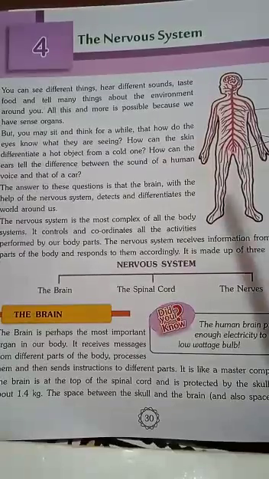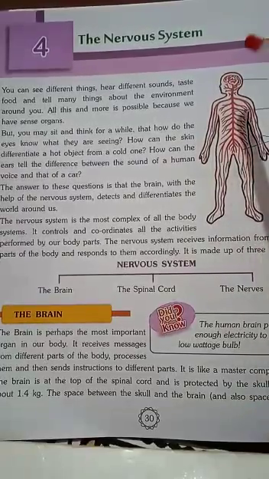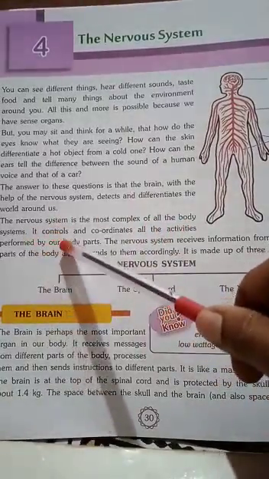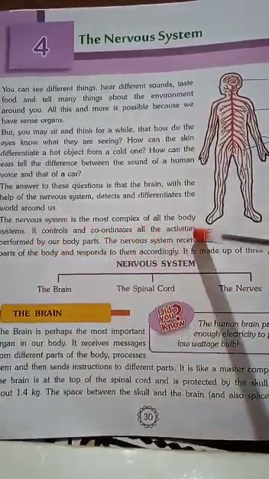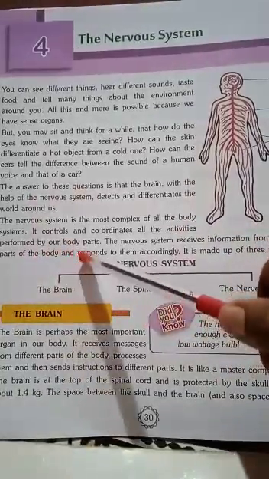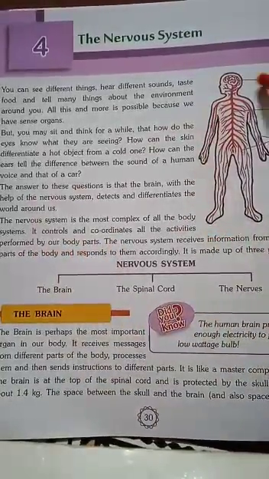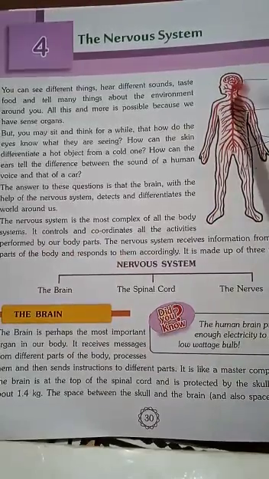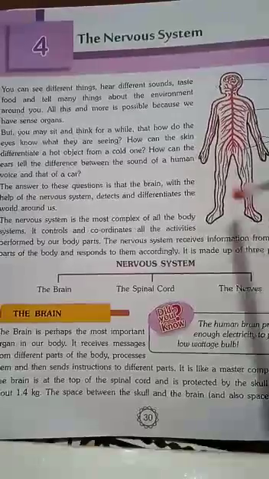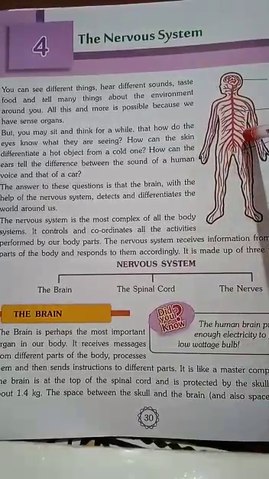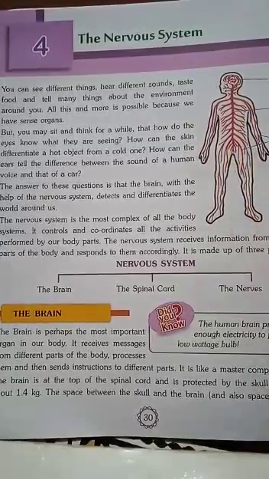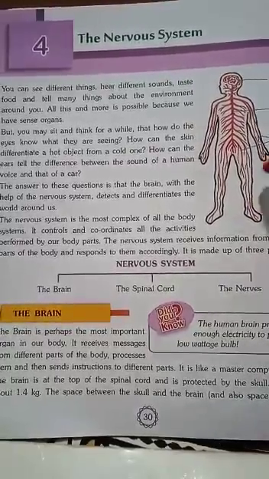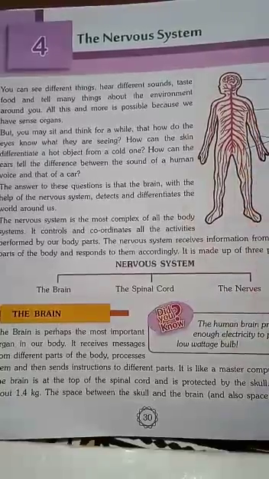Okay, students, the nervous system is the most complex of all the body systems. It controls and coordinates all the activities performed by our body parts. The system receives information from the different parts of the body and responds to them accordingly. It is made up of three parts. What are they? Let us consider.